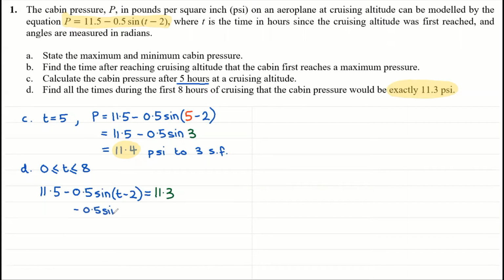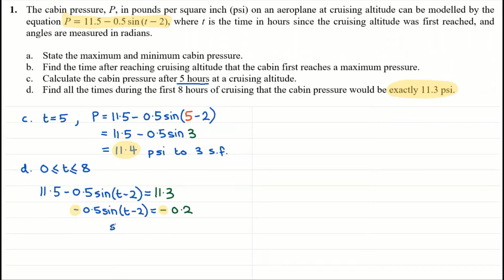So we've still got the negative 0.5 sine of t subtract 2. And if I subtract 11.5 from both sides, of course, that's going to give me a negative value, which is negative 0.2. Now we have negatives on both sides, so they will cancel. In other words, I can just divide both sides by 0.5 and remove the negative.